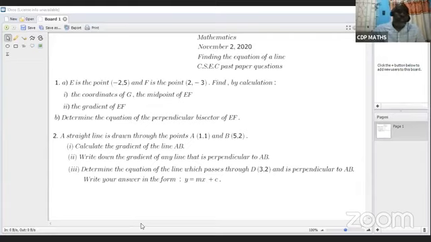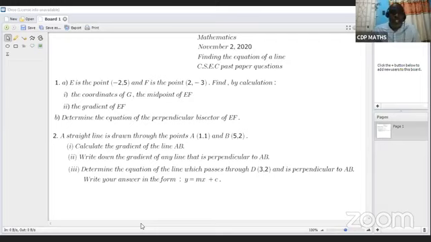And number two, a straight line is drawn through the points A (1, 1) and B (5, 2). Calculate the gradient of the line AB. Part 2, write down the gradient of any line that is perpendicular to AB. So we'll be looking at those terms, perpendicular line, and determine the equation of the line which passes through D (3, 2) and is perpendicular to the line AB, and write your answer in the form y equals mx plus c.